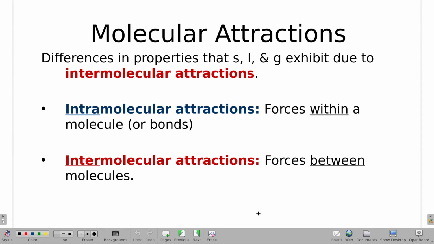Okay, everything that we see, though, can be explained by understanding intermolecular forces. Now, intermolecular forces are different than intramolecular forces. Intramolecular forces are our bonds.